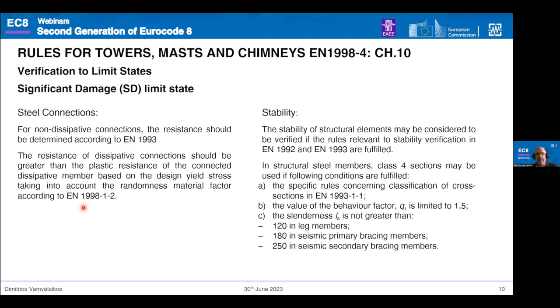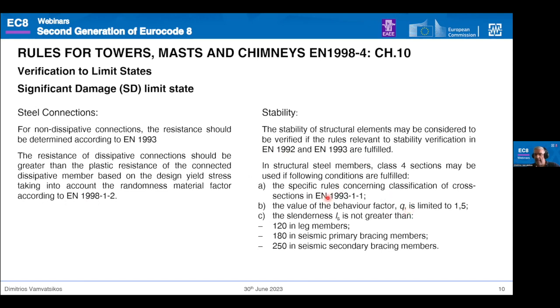If they're dissipative, please go to Eurocode 8.1.2. Easy. Stability issues, you have to use the relevant rules of Eurocode 2 and Eurocode 3, of course. And you may use class 4 sections subject to a number. This is called for, let's say, very slender sections, okay? Steel ones. And be sure that you limit, for example, to ductility class 1.